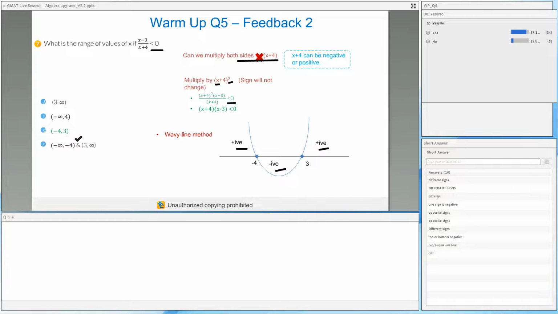Even if you multiply by 1, how will that help me? I need to eliminate x plus 4, right? So if you write (x + 4) by (x + 4), what will you get? You'll end up with the same thing. Think about it. (x - 3) by (x + 4) into (x + 4) by (x + 4). It's the same thing, right? So the answer is D. This is the answer. This one.